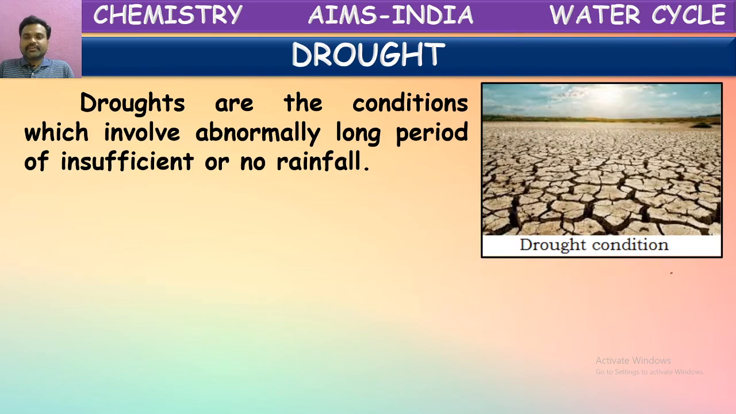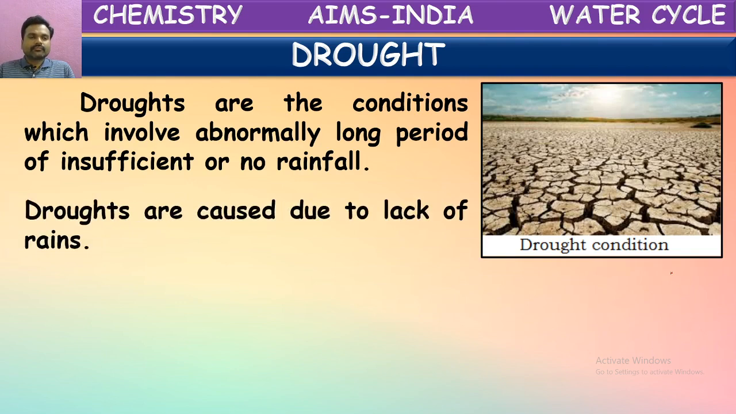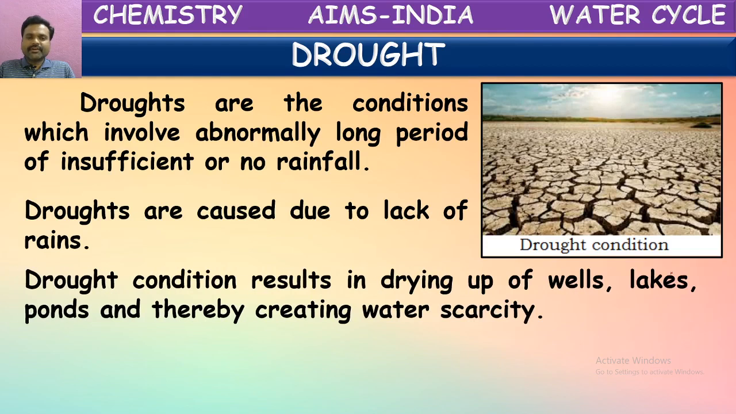See here, we can see some land which is affected by the drought. As there is no rain, the land becomes very dry and forms patches. Droughts are caused due to lack of rains. Yes, if there is no rain, it causes drought. Drought conditions result in drying up of wells, lakes, and ponds, and thereby create water scarcity.